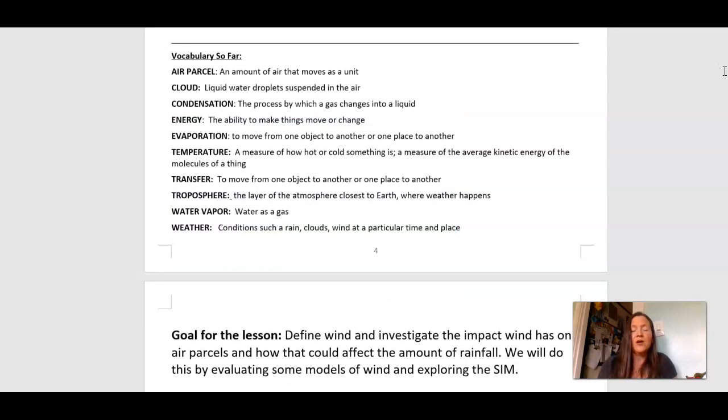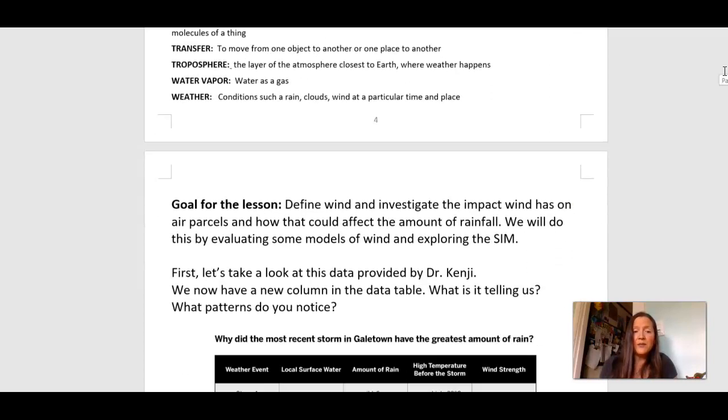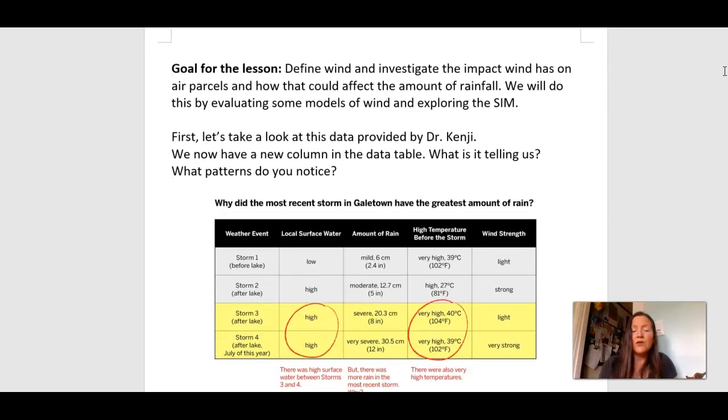Okay. Brief review of our vocabulary. We've done the vocab review a lot, so hopefully you're very familiar with our vocabulary by now. Here's our goal for our lesson today. We're going to define wind and investigate the impact wind has on air parcels and how that could affect the amount of rainfall. We will do this by evaluating some models of wind and exploring the sim.